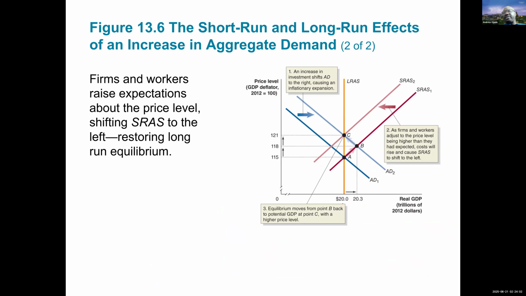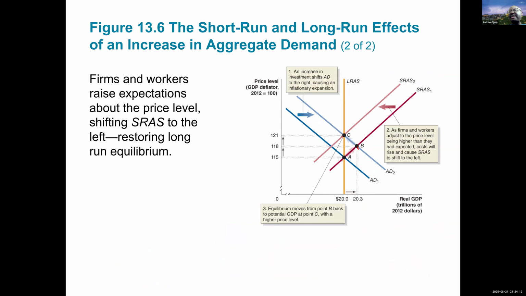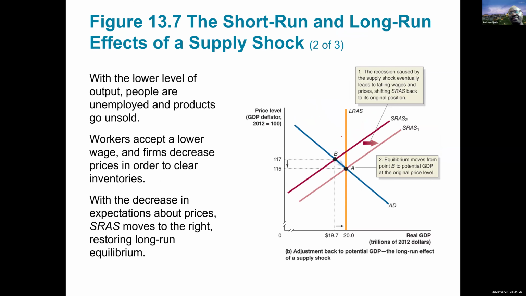That's what you're seeing here. That's what I drew. So the economy moved from point A to point B and back to point C. Okay, so that's very interesting. What about supply shocks?